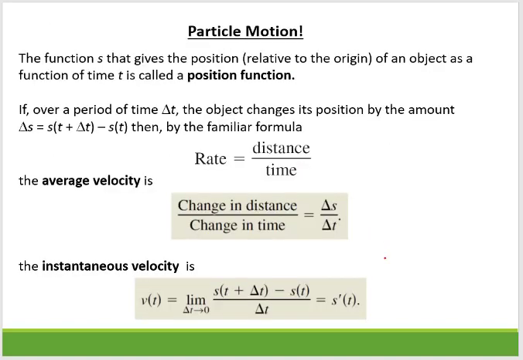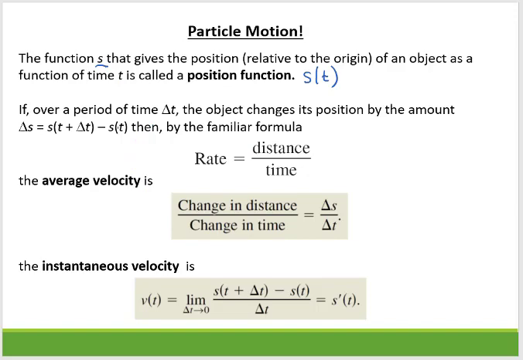Okay, a little bit about particle motion. Particle motion is one of the biggest applications that we have in calculus. It's almost guaranteed you're going to have an AP question having to do with that. So we have a particle moving along the origin. Its position function is typically called s of t. I don't know why. And it says it right there.